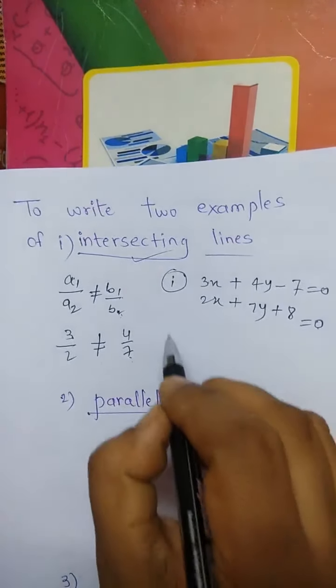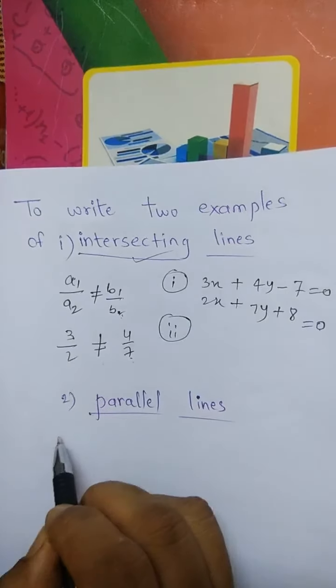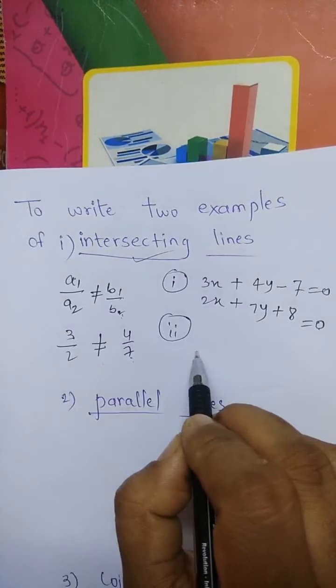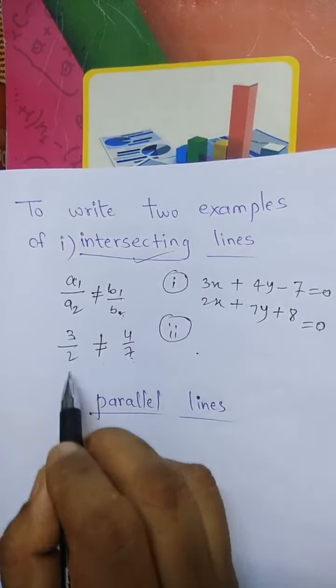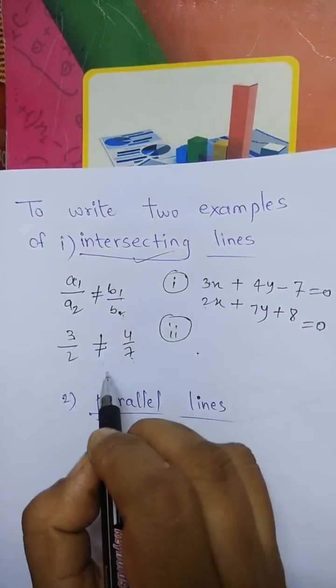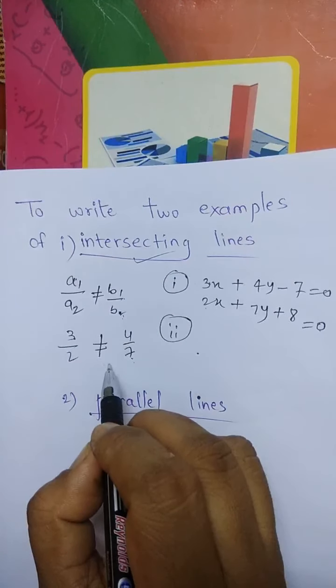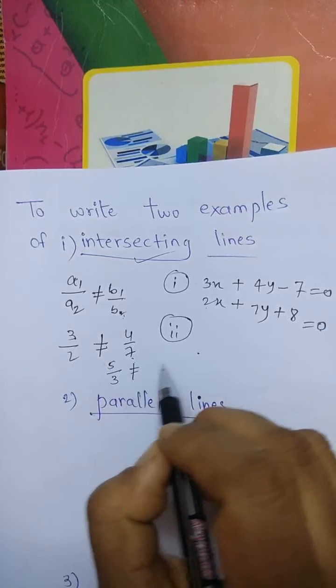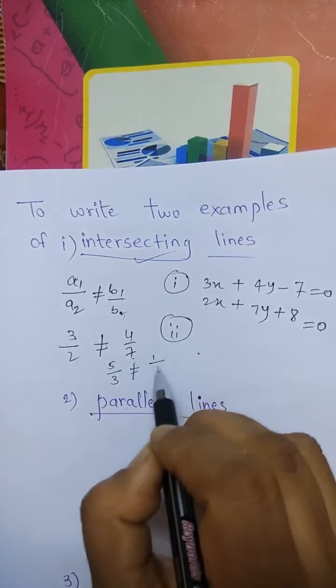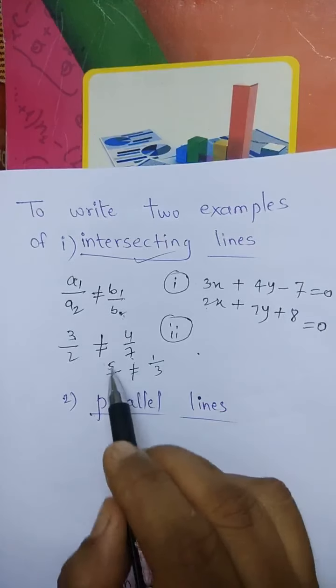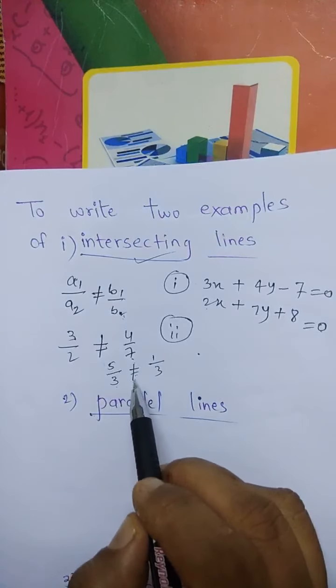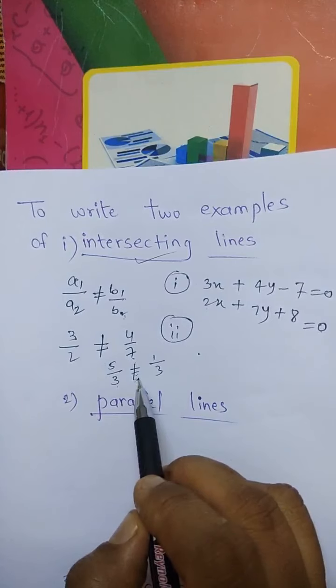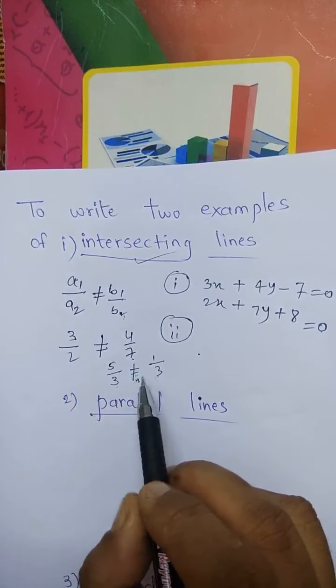Now write one more, write one more of your own. I have taken 3 and 2 here. You take something else. 5, 3 you can take. 5 by 3 is not equal to 1 by 3. Why are we taking like this? Because not equal to is the condition for intersecting lines, and we have to write intersecting lines.